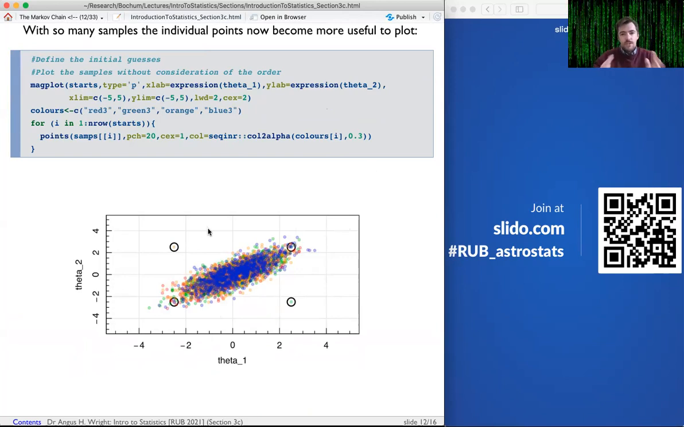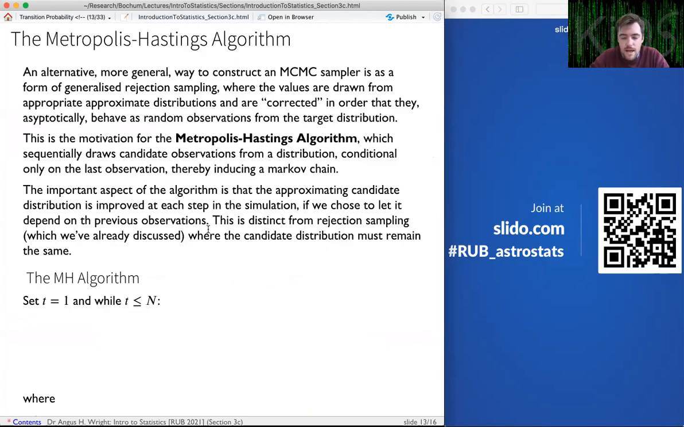So this is the Gibbs sampler. This is the way in which we generate samples. We can generate samples if we know the conditional distributions that we want to sample from. Okay. If we don't know the conditional distributions that we want to sample from, then we can use a more general method that's called the Metropolis-Hastings algorithm.